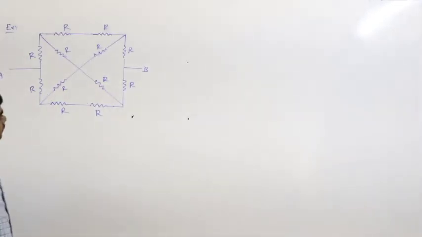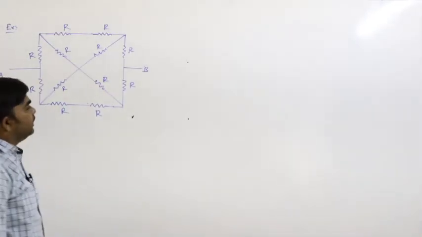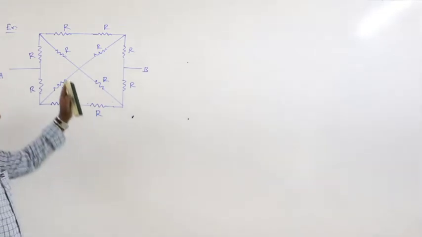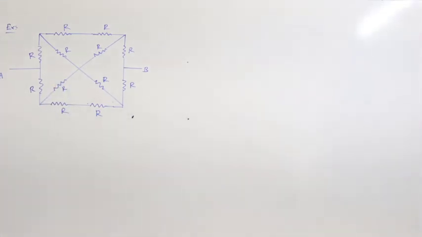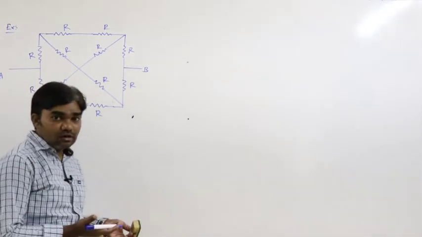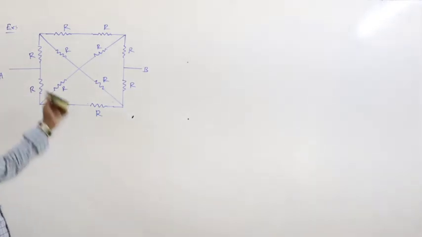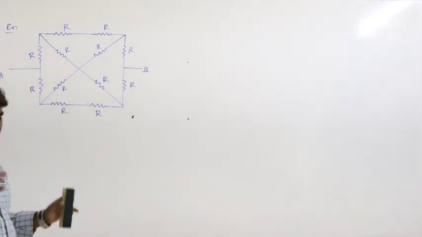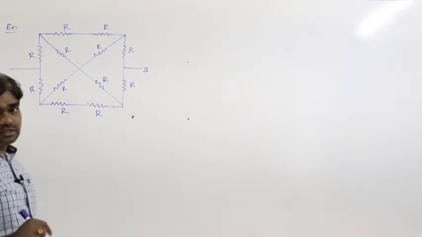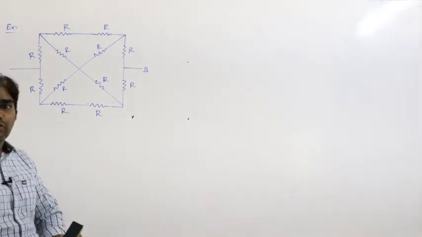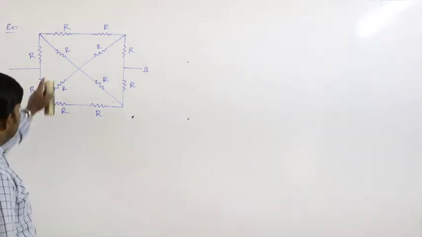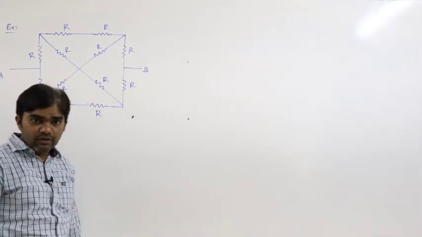Now, how can you find the effective resistance between A and B here? This is the problem. Which resistances are in series and which are in parallel? We do not know this. This is confusing. So, for this I am applying folding symmetry. In this situation I am applying the folding symmetry.